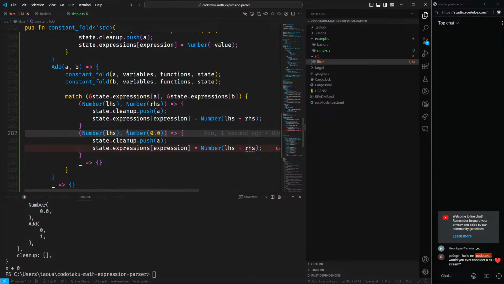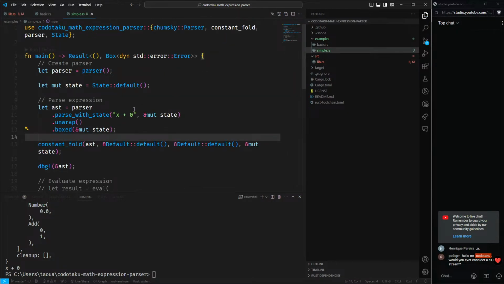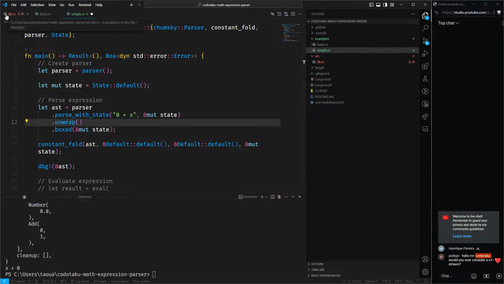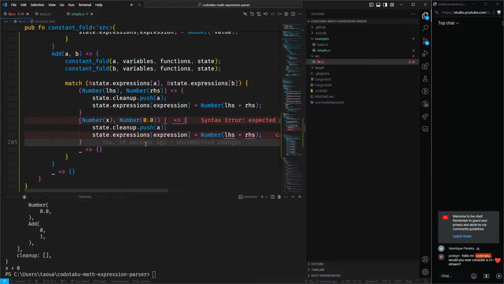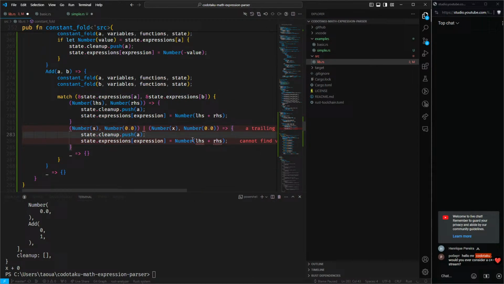Maybe I need the float right here. Okay, though I could also say number x right here, because I do want this to work, right? x plus 0, but also 0 plus x should just result in x alone, right? Should be folded into that. So what I could do with the cool Rust pattern matching, I could do this, right? At least I think so. Unless I'm wrong, then I should be able to do this.